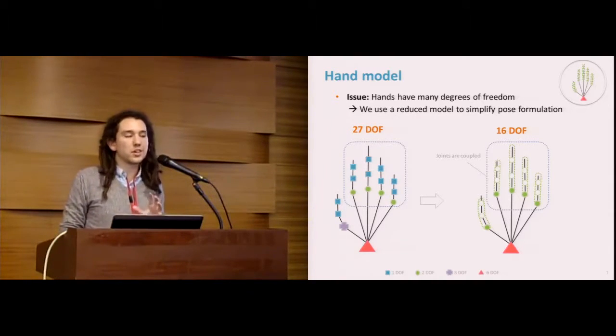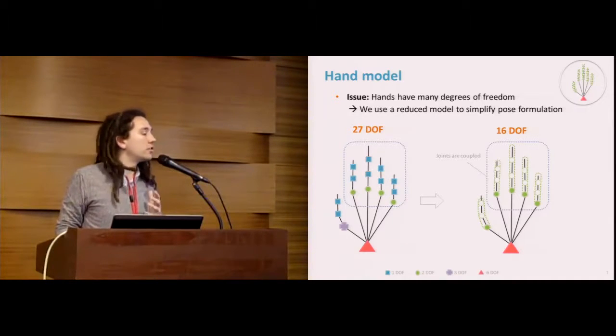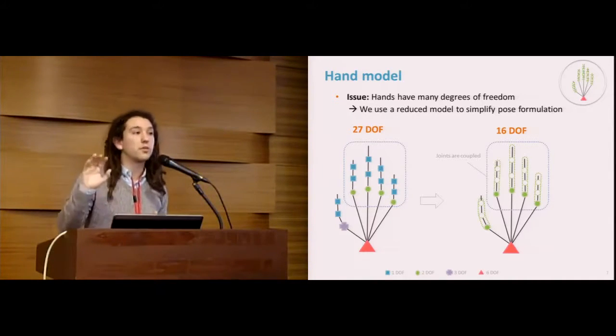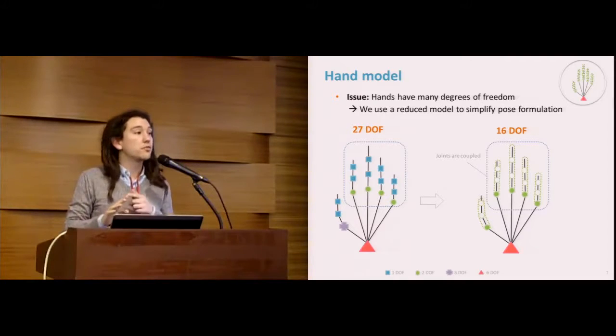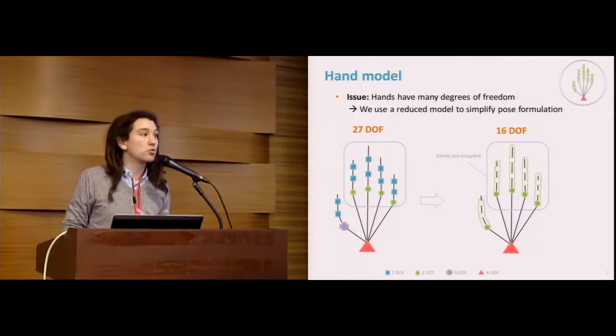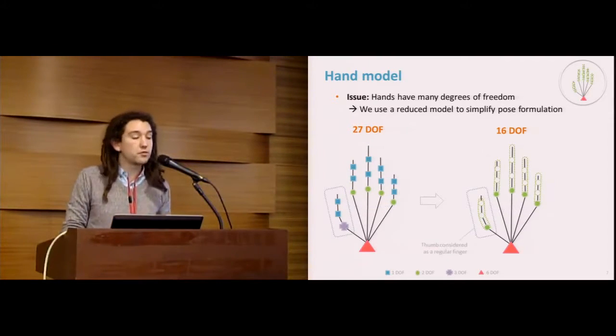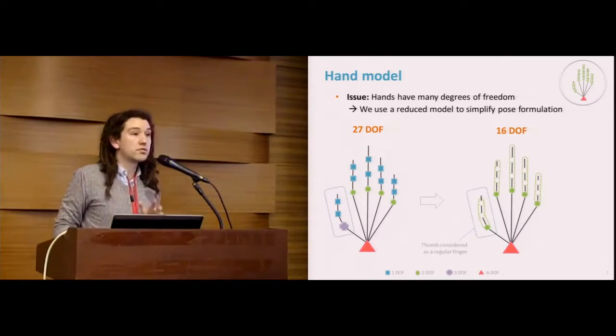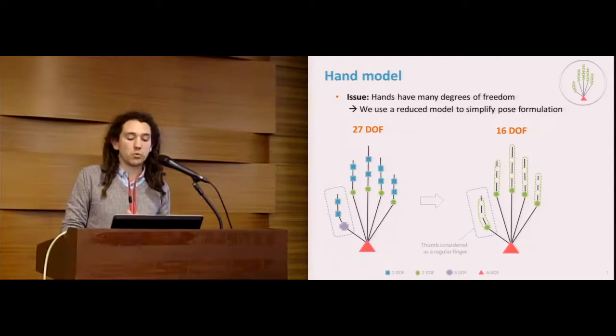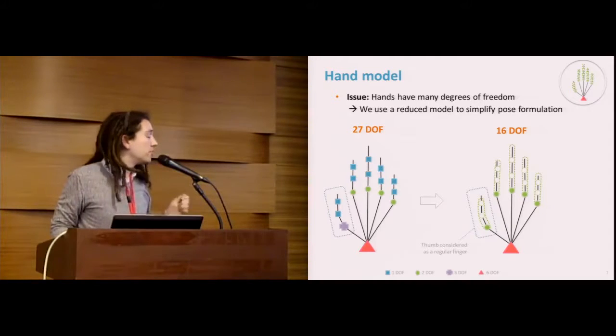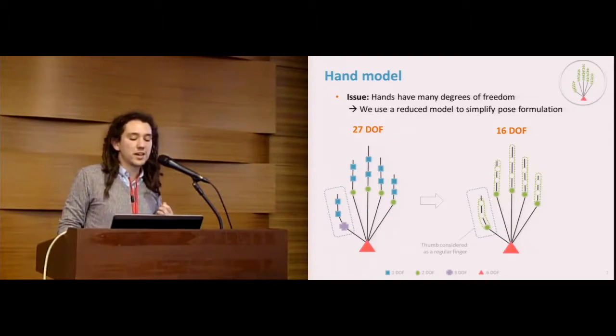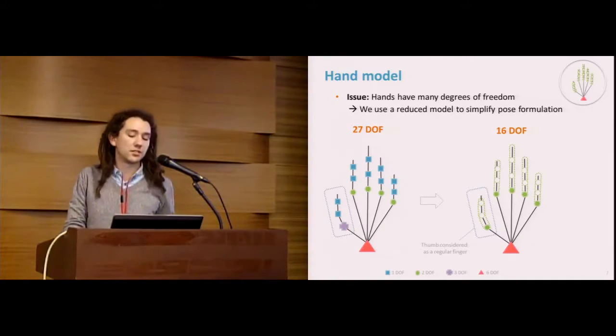So in our model, we only have 2 degrees of freedom at the base of each finger, one for flexion, one for adduction. And the flexion of the following joint is derived from the flexion of the root joint. Then another difference in our model is that we consider the thumb as a regular finger, whereas a real thumb has a special 3 degrees of freedom joint at its base. So this indeed restricts the postures that we can adopt, but we will address this at the end.